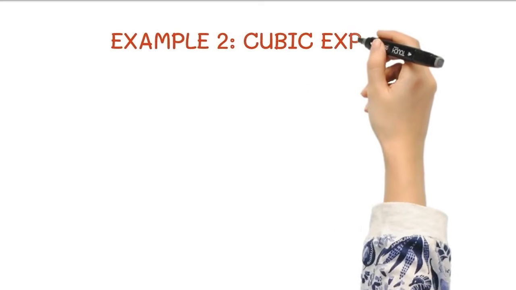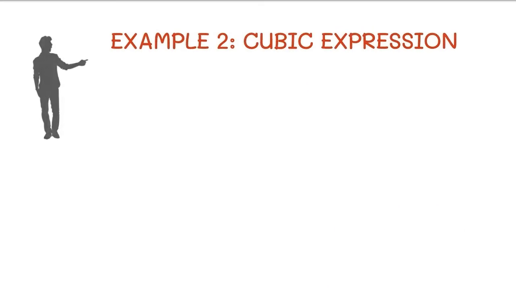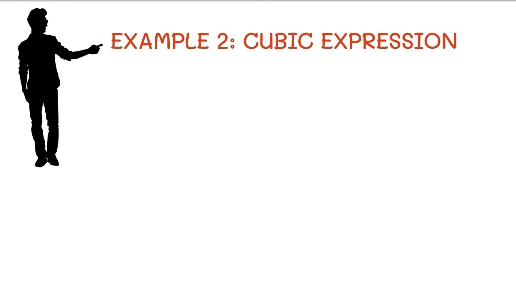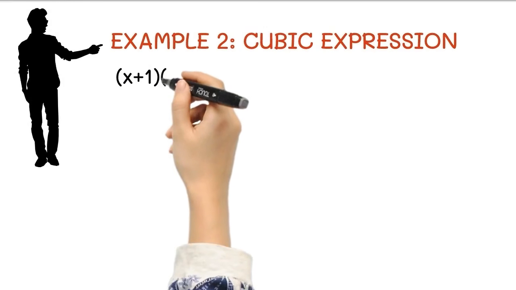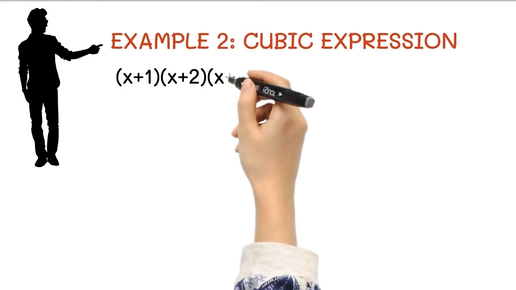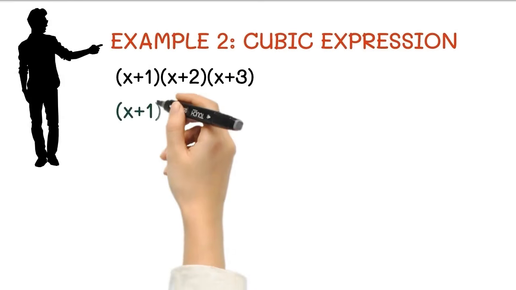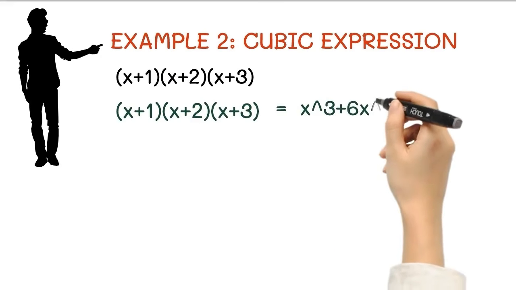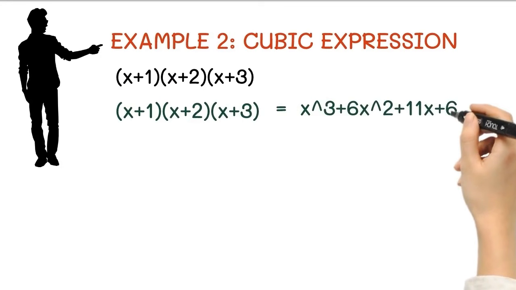Example 2, cubic expression. Now let's take a cubic expression, where mistakes are very common. Problem, (x+1)(x+2)(x+3). Expansion, (x+1)(x+2)(x+3) equals x³ + 6x² + 11x + 6.